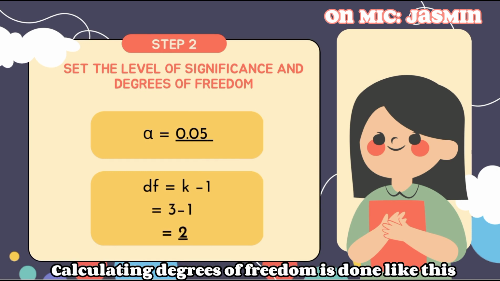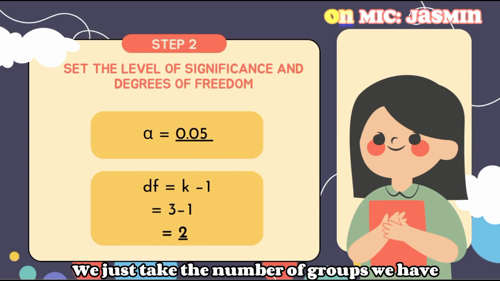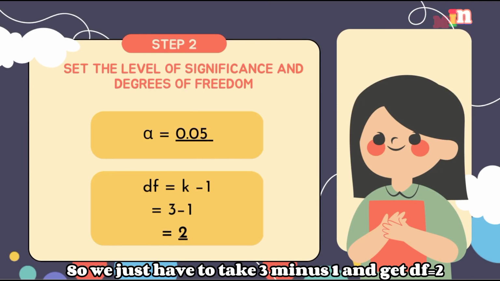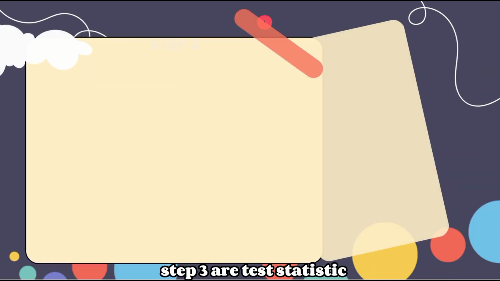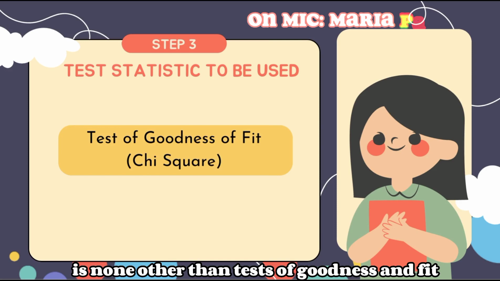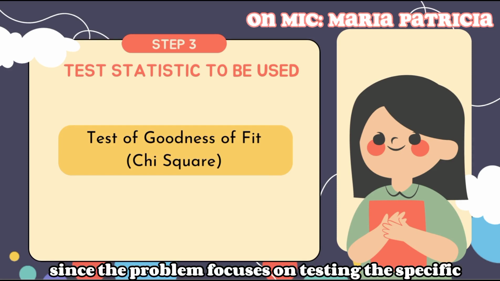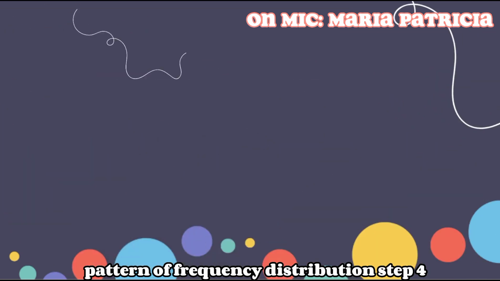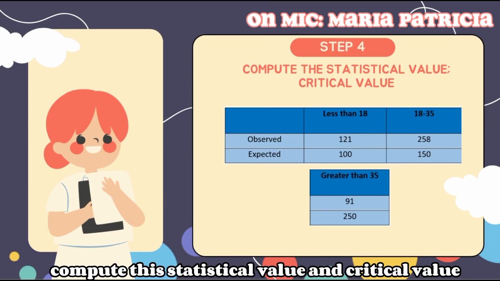Calculating degrees of freedom is done like this. We just take the number of groups we have and subtract 1. Here we have 3 groups: under 18, 18 to 35, and over 35. So we take 3 minus 1 and get 2 degrees of freedom. Step 3. Our test statistic to be used in this problem is the test of goodness of fit, since the problem focuses on testing a specific pattern of frequency distribution. Step 4. Compute the statistical value and critical value.